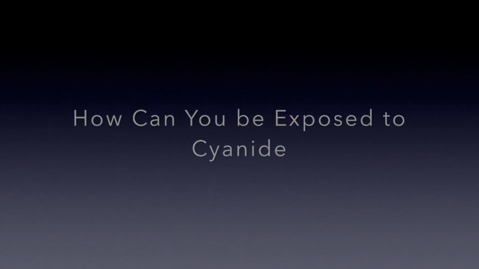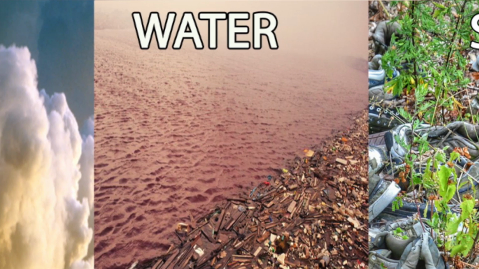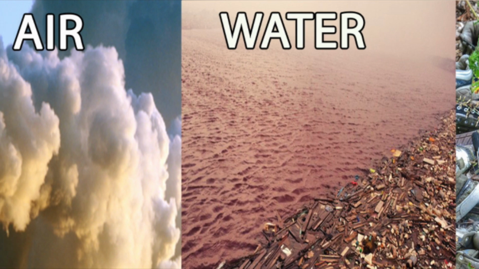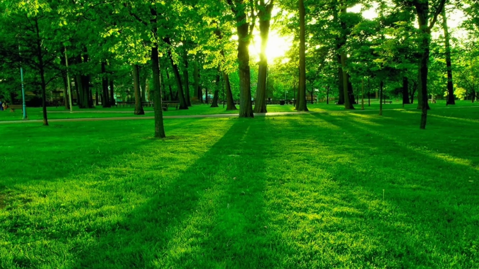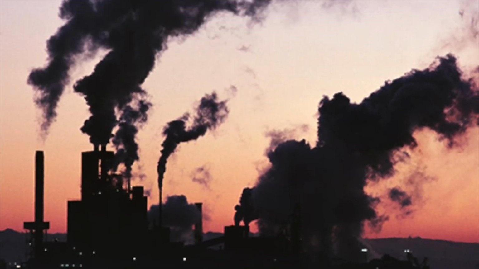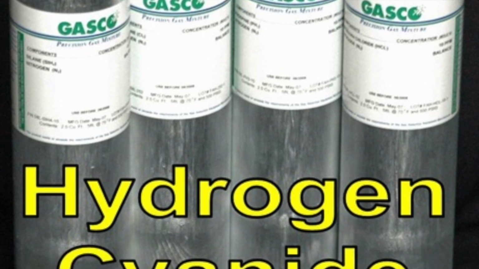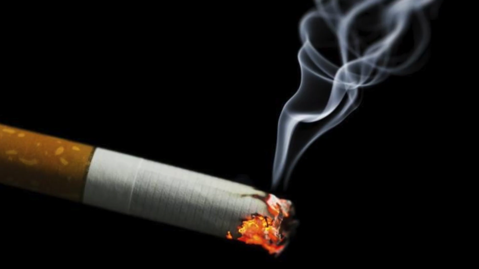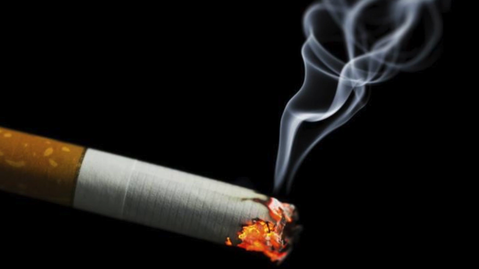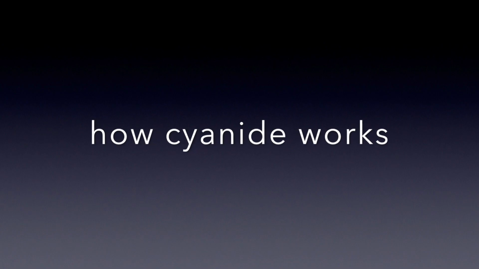You can be exposed to cyanide by breathing air, drinking water, eating food, or touching soil that contains cyanide. Cyanide enters water, soil, or air as a result of both natural processes and industrial activities. When present in air, it is usually in the form of gaseous hydrogen cyanide. Smoking cigarettes is probably one of the major sources of cyanide exposure for people who do not work in cyanide-related industries. How cyanide works.